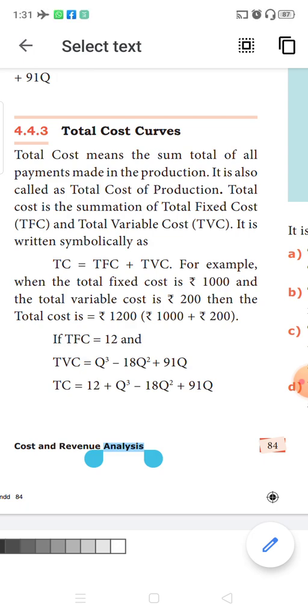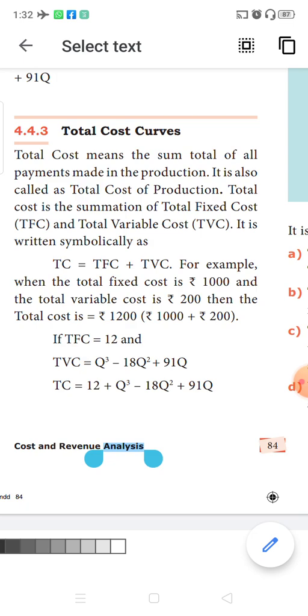That you call it as total cost. So when you sum total all the expenses that you make towards production, the expenses might be fixed expenses also, will be included, variable expenses also will be included in the total cost of production. So mathematically, how can you write this? TC, that is total cost, is equal to total fixed cost plus total variable cost.